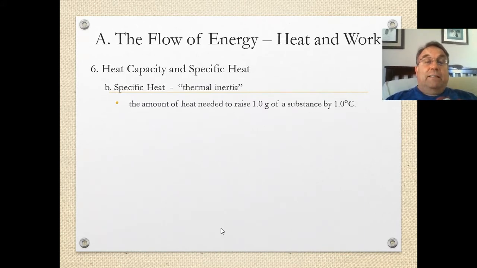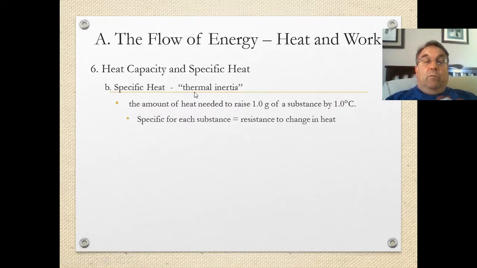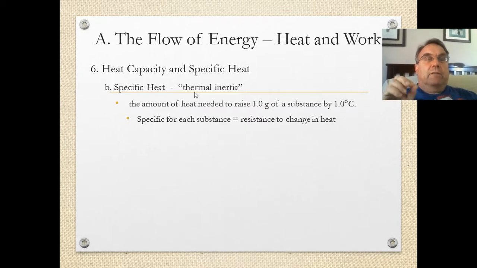So specific heat is similar to heat capacity but different. It's the amount of heat needed to raise 1 gram of any substance by 1 degree Celsius. One author describes heat capacity as thermal inertia. And inertia is the resistance of change in motion. So if you push on a substance or an object with a lot of inertia, it's hard to push and it's hard to slow down. In the same way, if something has a high specific heat, it's difficult to change its temperature. You can try to heat it up and it'll absorb a lot of heat, but its temperature won't change that much.